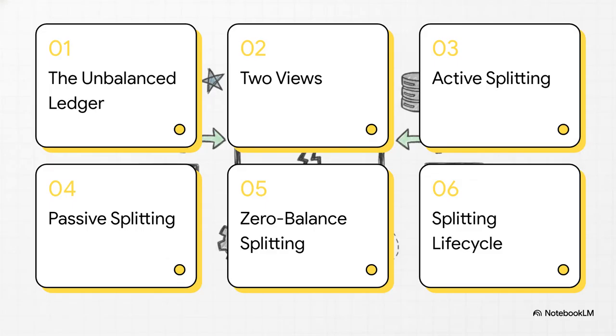Here is our roadmap for today. We'll start with the unbalanced ledger problem, then compare the entry view versus the general ledger view. Next, we'll unpack the three core splitting mechanisms: active, passive, and zero balance. And finally, we'll wrap up by seeing how they all interact in the splitting lifecycle.